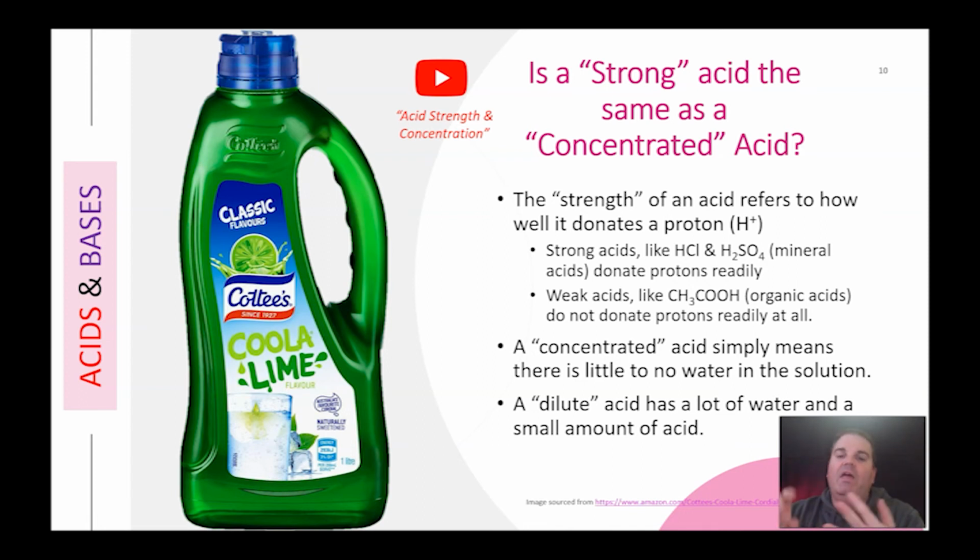So it's important to understand you can have concentrated weak acids, and you can have dilute strong acids. It all comes down to how readily it donates its proton. That defines if it's strong or weak. And how much water there is refers to if it's concentrated or dilute. Sorry, I just realized I referred to when there's a small amount of cordial in there and a lot of water as weak. That should have been dilute. So when there's a small amount of cordial and lots of water, that's dilute.